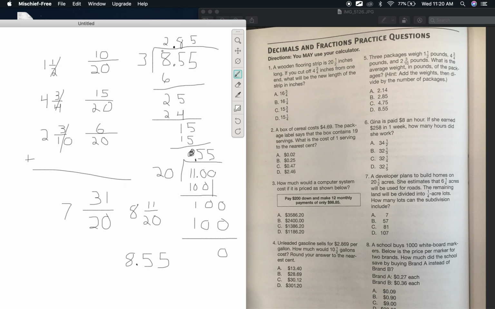Okay, so see how long that took, guys? All of this stuff here was just for that one question. So this is kind of tedious.